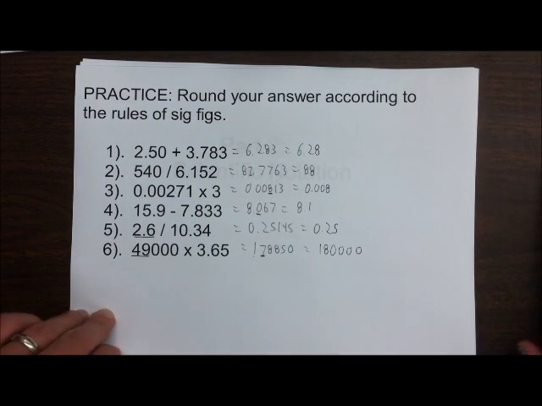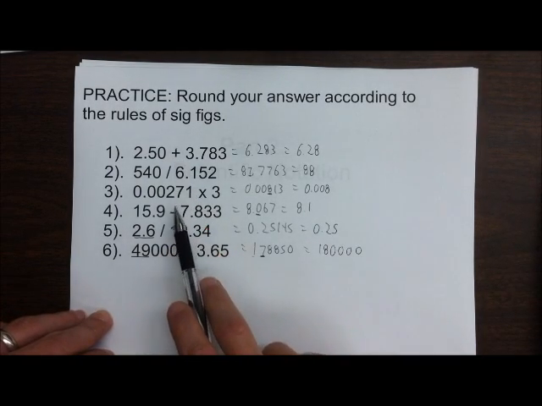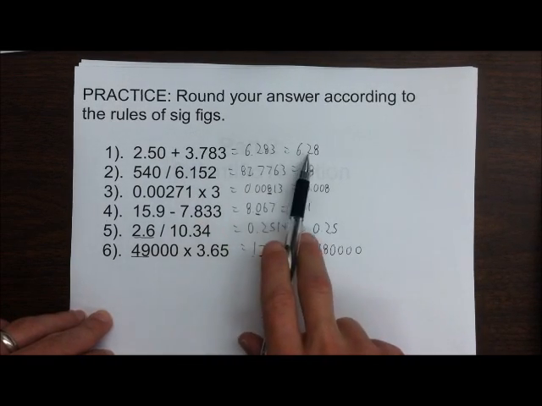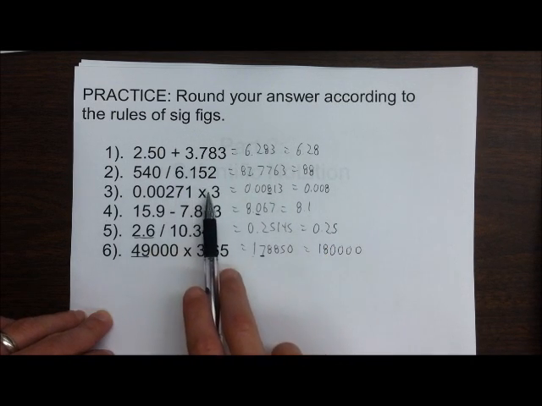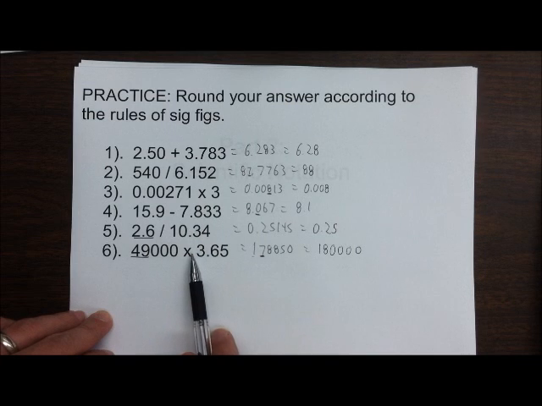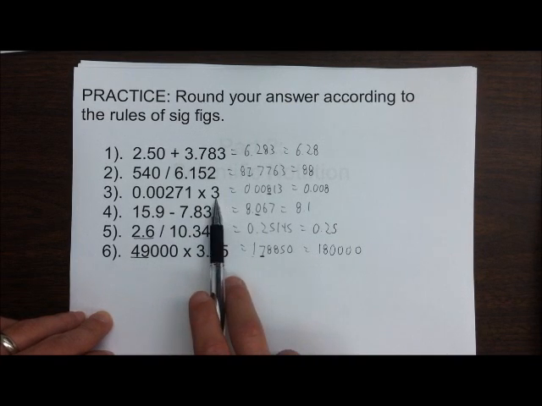And that concludes arithmetic with sig figs. Adding or subtracting, you're going to use the least number of decimal places. Multiplying and dividing, you're going to use the least number of sig figs.